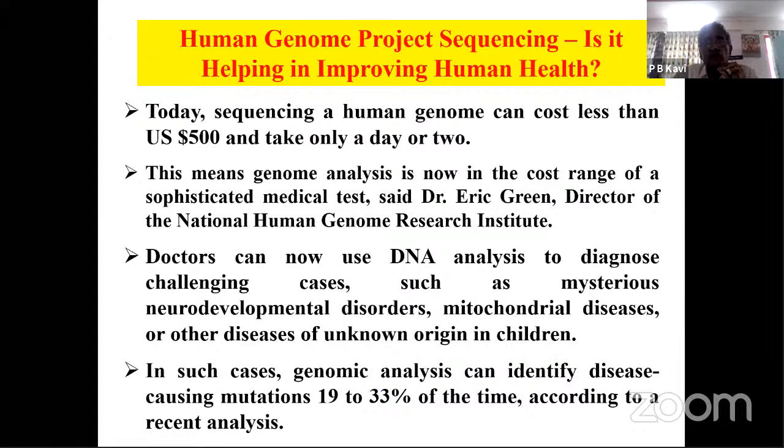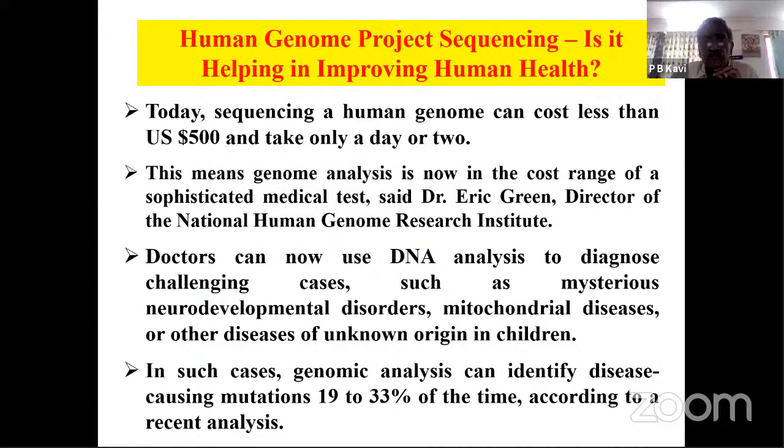So the human genome project sequencing is certainly helping in improving our human health care. Once upon a time, it cost millions of dollars to sequence a particular genome of a human. But today, you can sequence that for $400, maybe $500, or $300 in course of time. Or it may come down to $100 in a few days. Therefore, it can help us. So this means to say that genome analysis is now in the cost range of a sophisticated medical test. Certainly, it is going to help us.